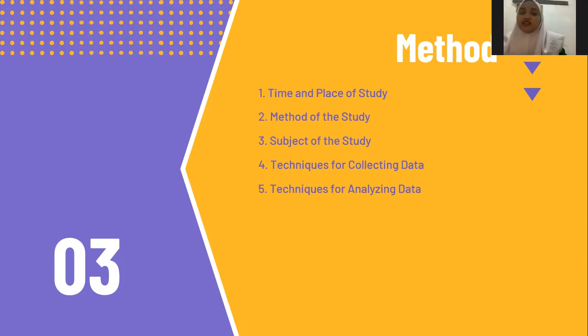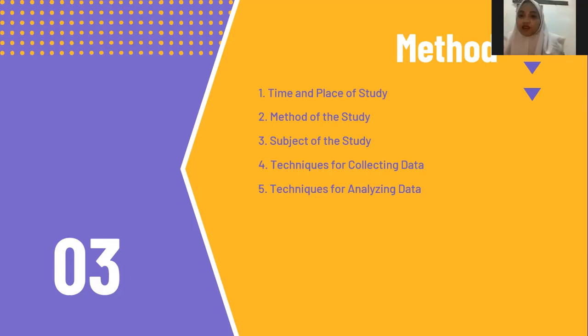The research was conducted in PGRI 11 Vocational High School and Grafika Yayasan Lektur Lebak Bulus Vocational High School.